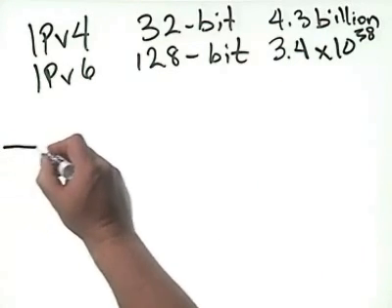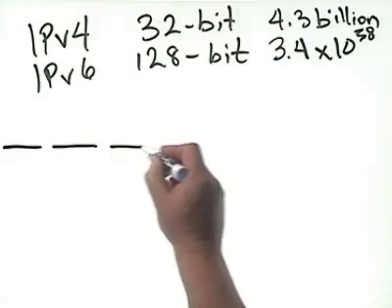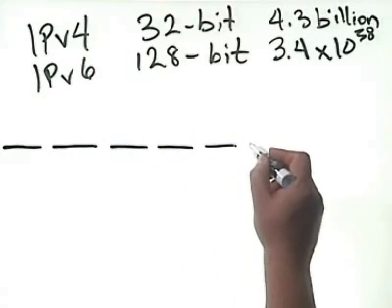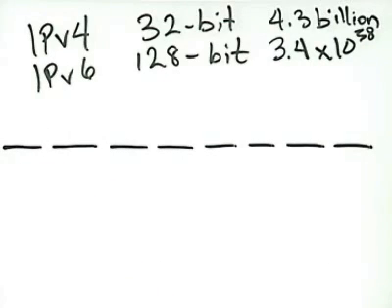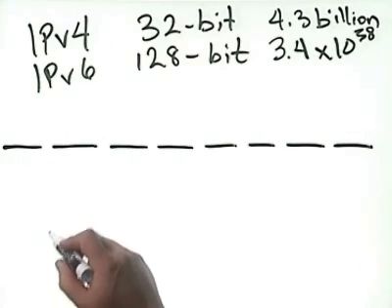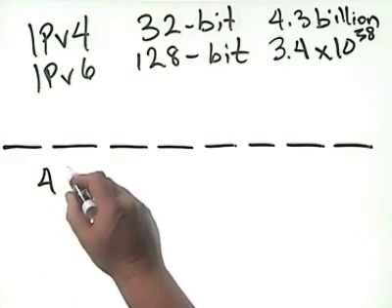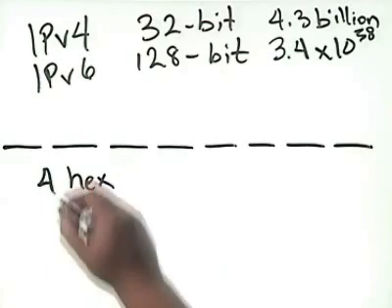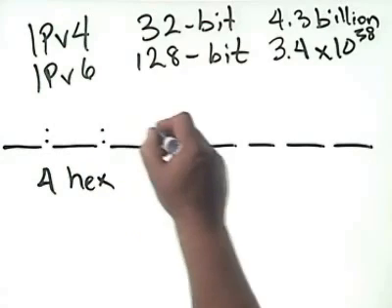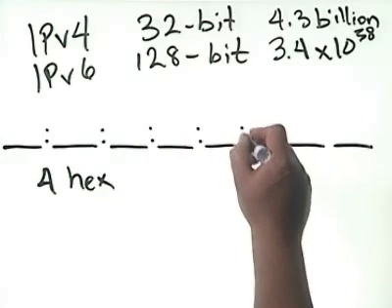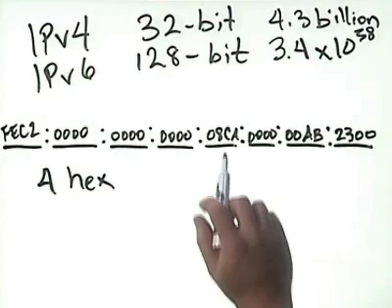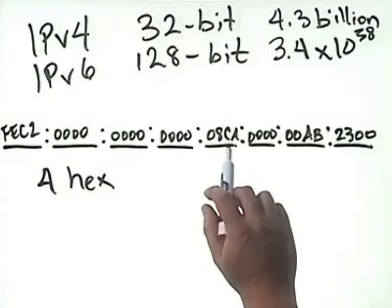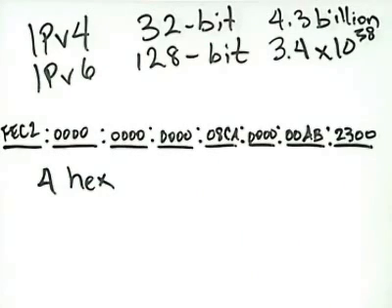IPv6 addresses use 8 divisions within the address. Each of these is called a quartet and consists of 4 hexadecimal numbers. Each quartet is separated by a colon. For example, here's a sample IPv6 address. Each number within the IP address can range from 0 to 9 or A to F.